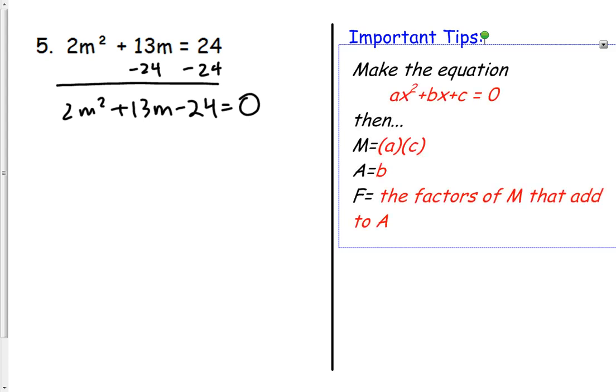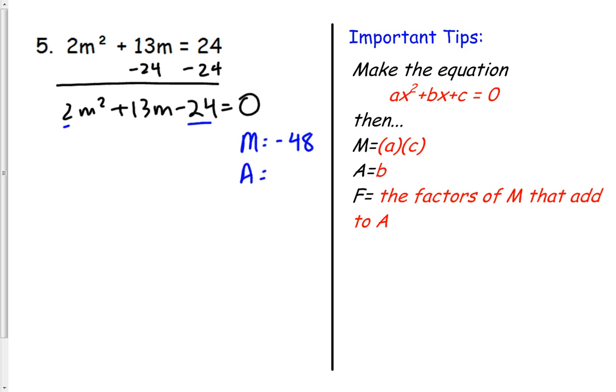The next thing is to take M, A, and F. And everything we do at HF starts there. What you do beyond that is a matter of what you were taught in Algebra 1. I'll show you a couple different methods of getting the answer from the point of MAF, but you always start with MAF. M is the multiplication of A and C. In this case, A is 2 and C is negative 24. You multiply those numbers together, you get negative 48. A is the B value, in this case simply 13.